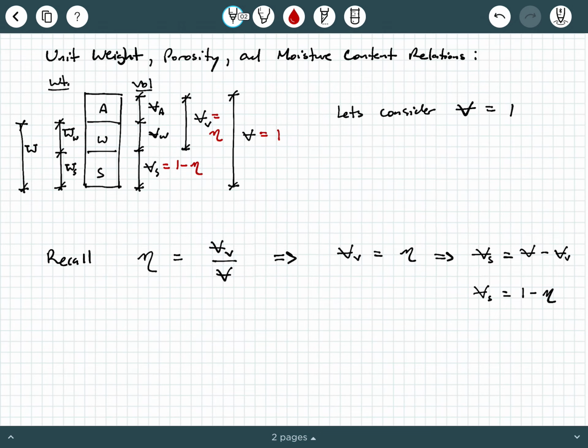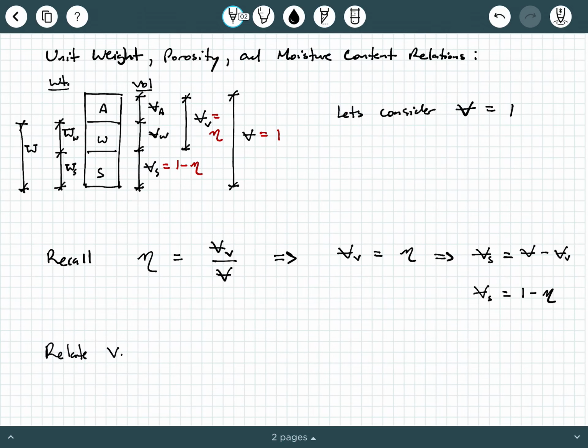So what do we do now? Well, let's relate the volume side of this phase diagram to the weight side. And if you remember from last class, we talked about this quite a bit. We also did a numerical example. How do we relate volume to weight? Well, we would use unit weight. And the same idea would go as if we had mass instead of weight, we would use density. But since we're dealing with weight, we're going to relate volume and weight through unit weight. So let's make a note of that.